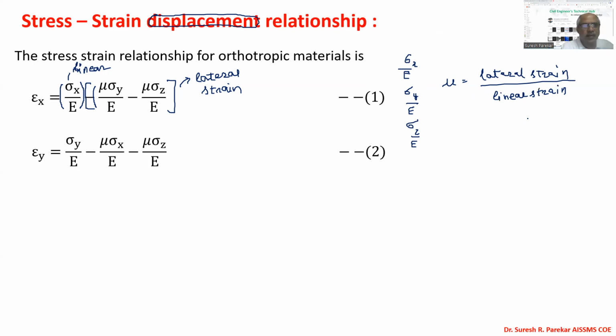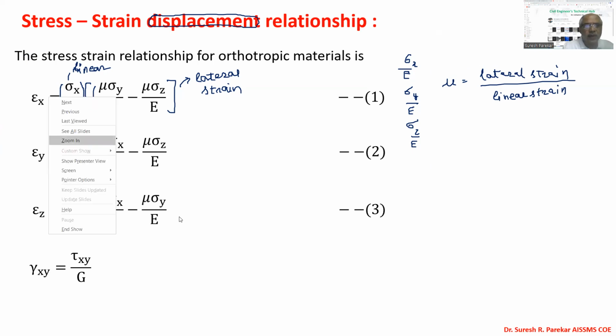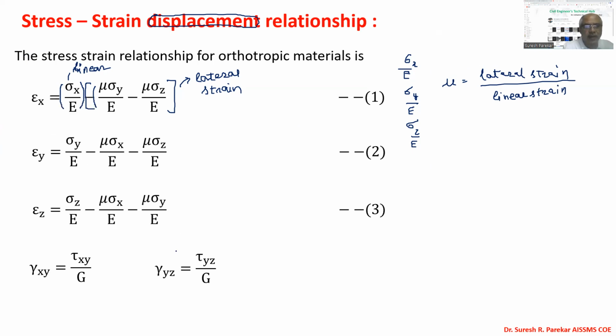Similarly, I can write epsilon y, epsilon z, and I can write shear strain also, which is tau xy upon G, because we know stress equals strain into G, that is modulus of rigidity. Here we can say shear modulus, because we have this as a shear plane. Similarly, I can write gamma yz and gamma zx.